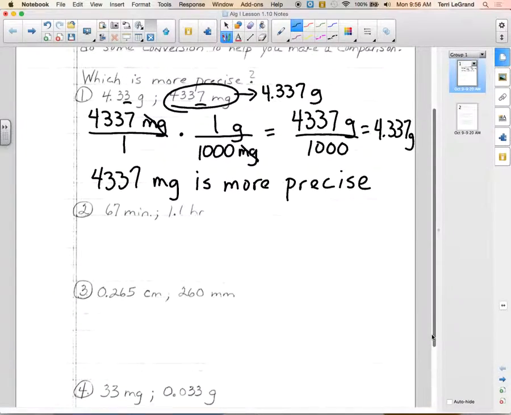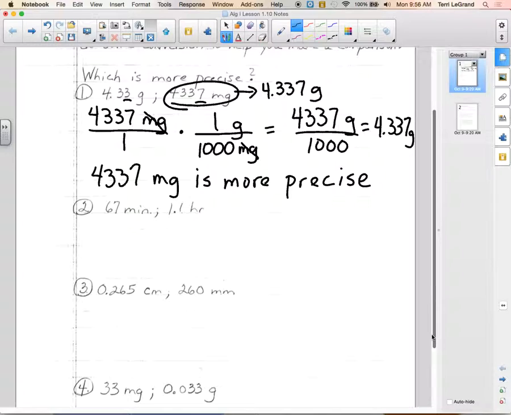But you have to have something to support your answer. You can't just say, this is the one that's more precise. You have to give a reason why. You have to show some math, something that supports your answer. Okay? Anybody have questions on it? I don't want to leave you not understanding a part of what we just did. Okay, then let's go on to this one.